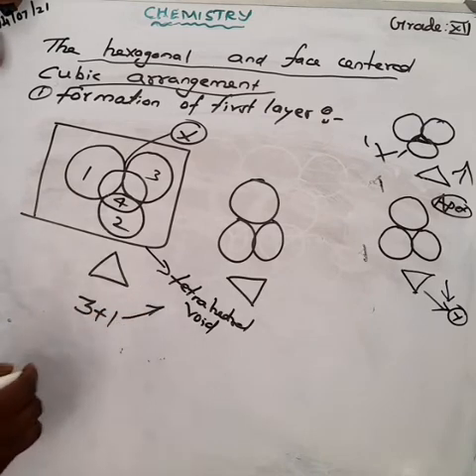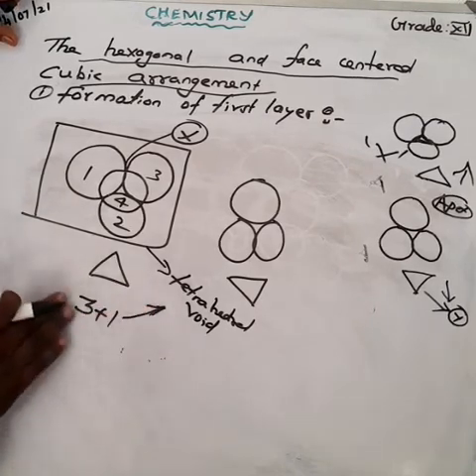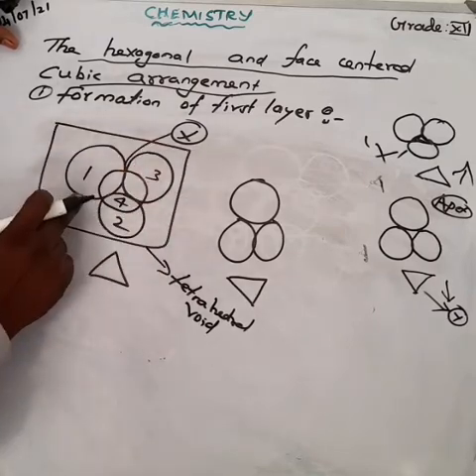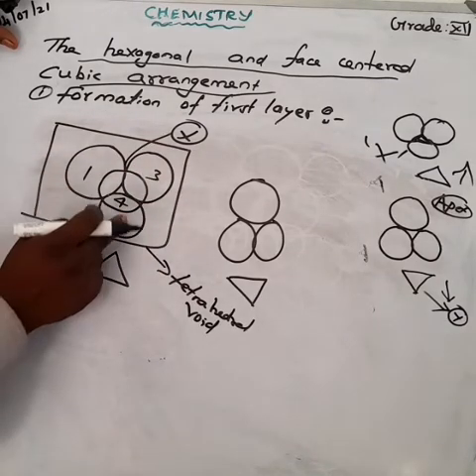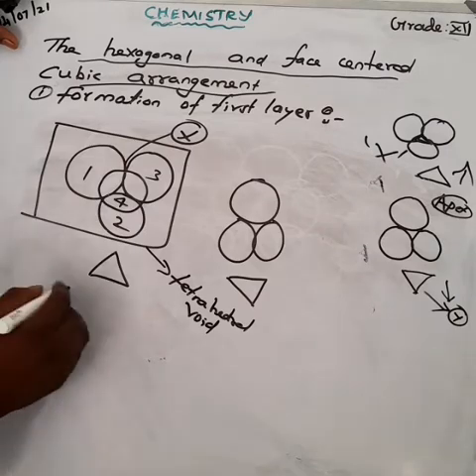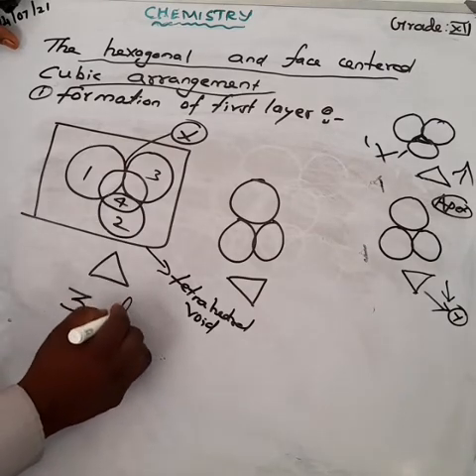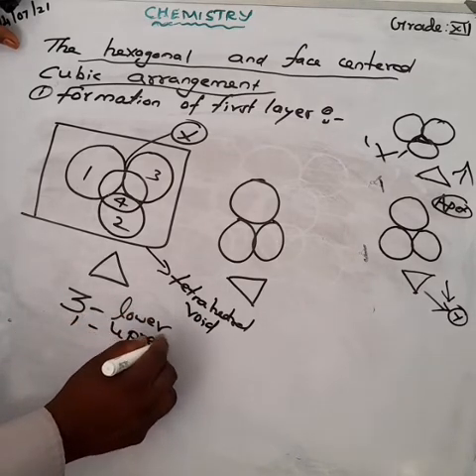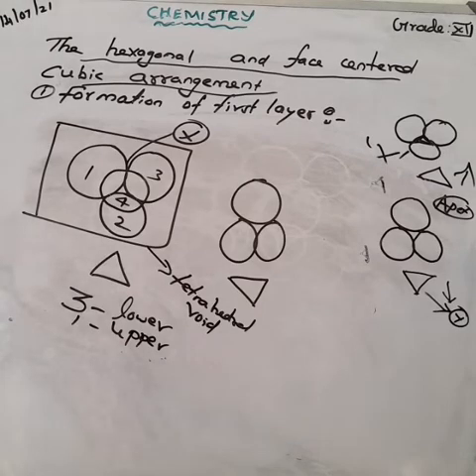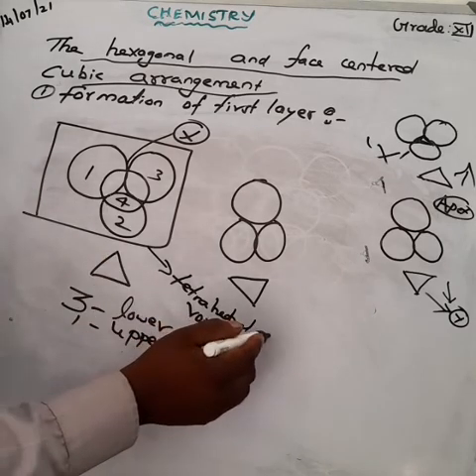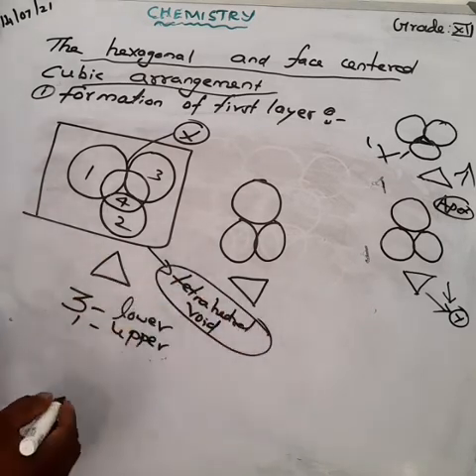What is my question? Here, how many spheres in total in this area? 4 spheres. Am I right? 1, 2, 3, 4. Yes or no? Out of these 4, 3 are in the lower layer and 1 is in the upper layer. When the centers of these 4 spheres are joined, a tetrahedron is formed.